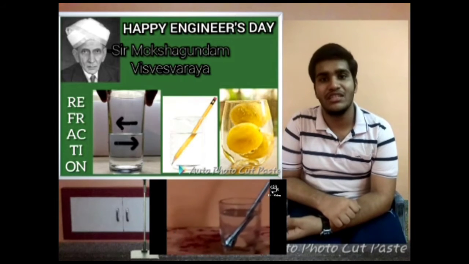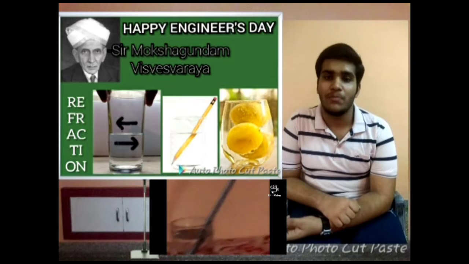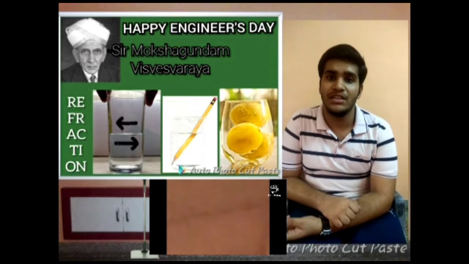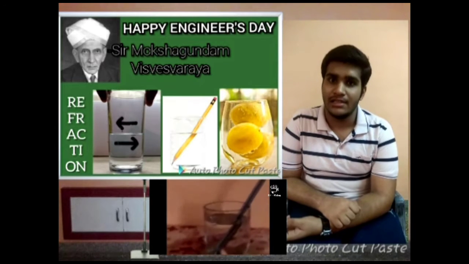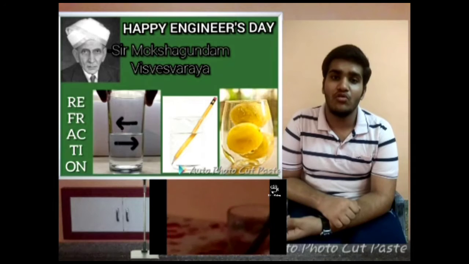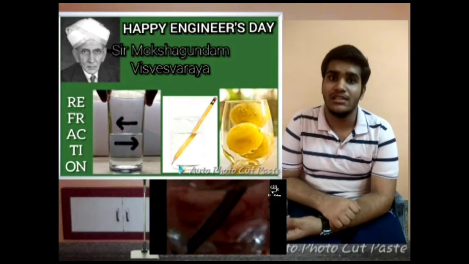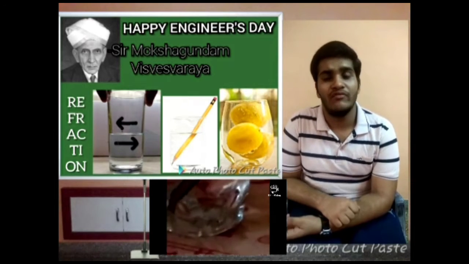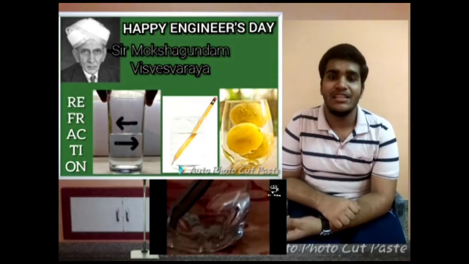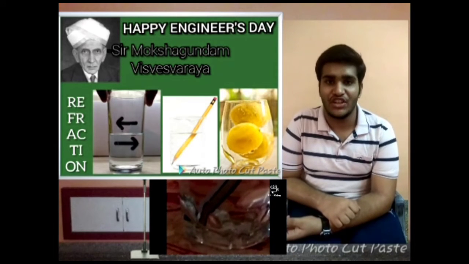And in the third activity, we mark an arrow on a paper and keep it behind the filled glass. We are able to see that the arrow direction is reversed. So why is this happening? This is due to the phenomenon of refraction.